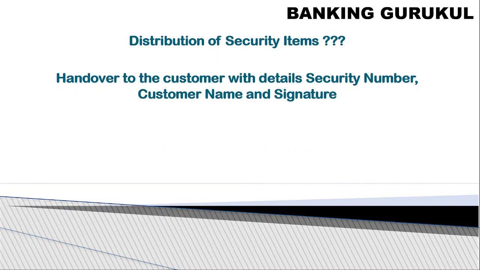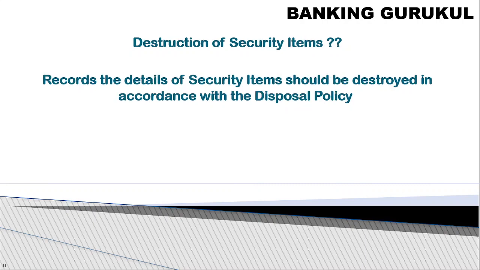So for distribution, when you give passbooks to different customers, you have to write it in the register. You enter the security item number, from whom you have issued, which customer you have issued to, and his signature. Everything should be entered in the register, and only then will the security item be handed over to the customer.